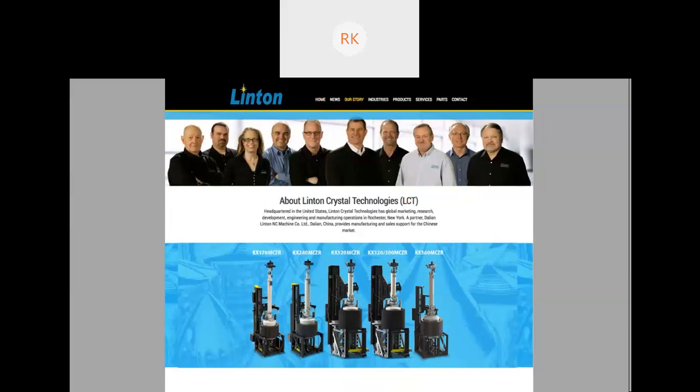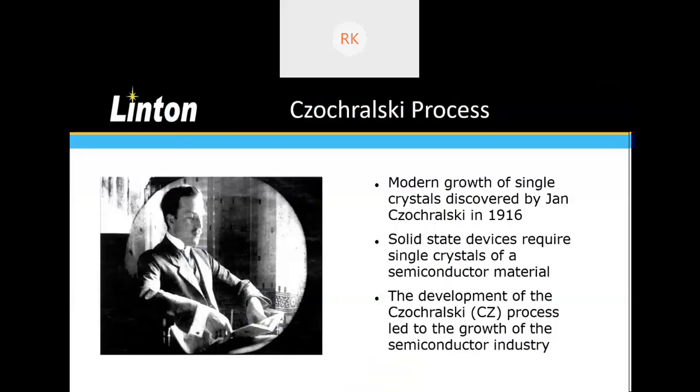Our senior staff has over 250 years combined of experience in engineering and manufacturing. With that, Linton is the world leader in CZ expertise. We have a full line of furnaces from 22-inch hot zone up to 36-inch hot zone. And that really will determine your productivity of the machines. Next.